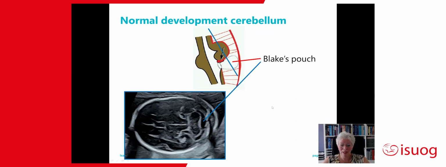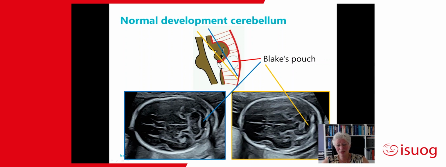If we make this plane again, we can see here the Blake's pouch. And I'm sure that everyone has seen the remnants of the Blake's pouch in the cisterna magna, which are these echoic lines over here. They're nothing else than the remnants of this Blake's pouch, which has fenestrated. And again, if we look at this image, we can see it over here too.